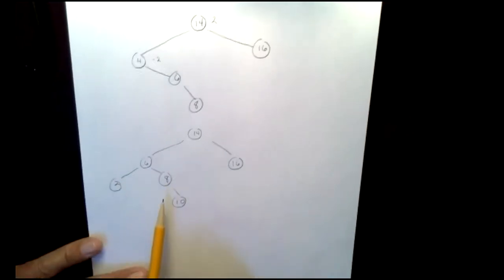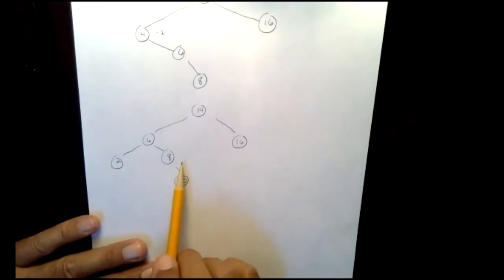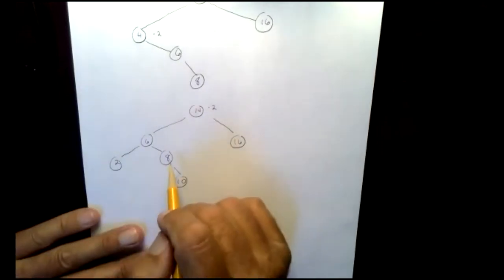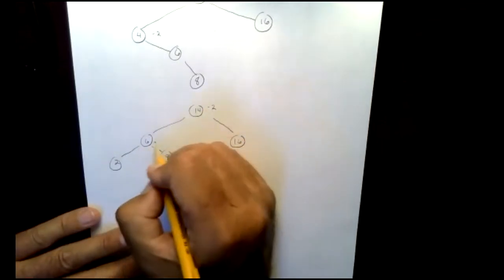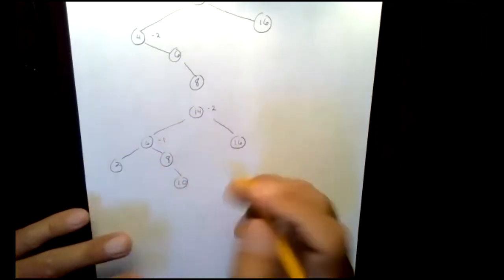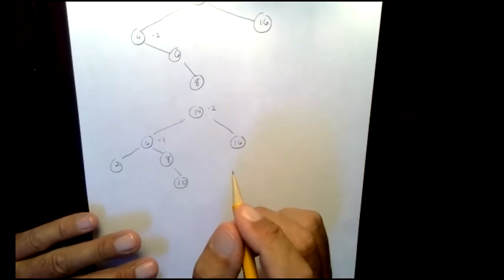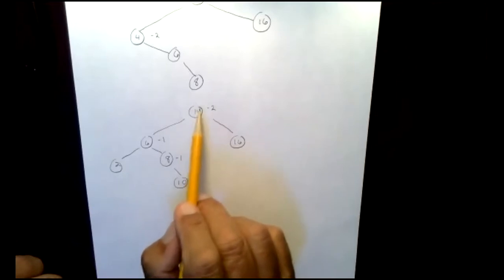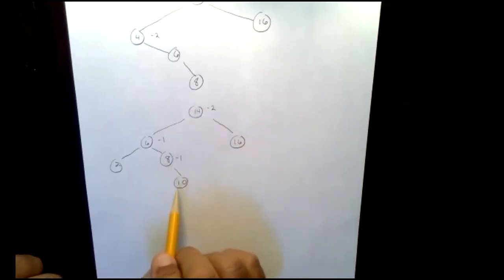I'm going to do a left on the 8. Why? Because this is a negative 2. Again, what's the pattern here? This one's a little different because here's the negative 2. Here's a negative 1. Unless something happens, I don't know, Adelson, Velsky, the Landis, they were geniuses. This guy's a negative 1. But for some reason, even though that's a negative 2, I have to come here, which is next to the last one that I entered, and do the rotation.